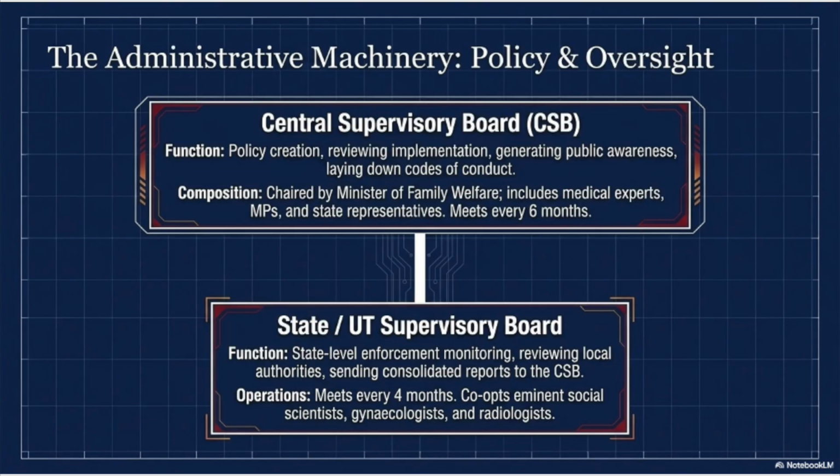The administrative machinery works at two levels. The Central Supervisory Board handles policy creation, reviewing implementation, generating public awareness, and laying down codes of conduct. It is chaired by the Minister of Family Welfare, includes medical experts, members of parliament, and state representatives, and meets every 6 months. The State or Union Territory Supervisory Board handles state level enforcement monitoring and sends consolidated reports to the Central Board, meeting every 4 months.